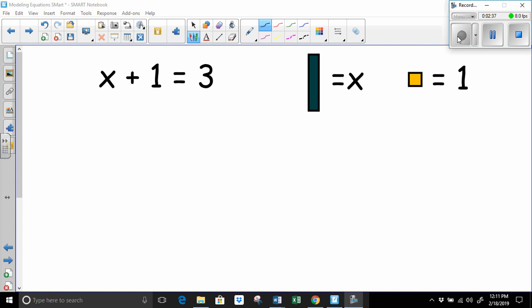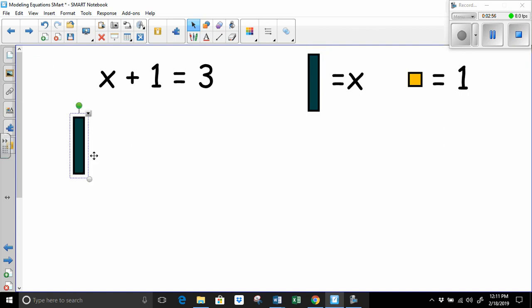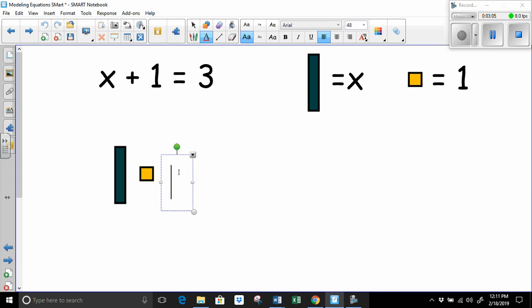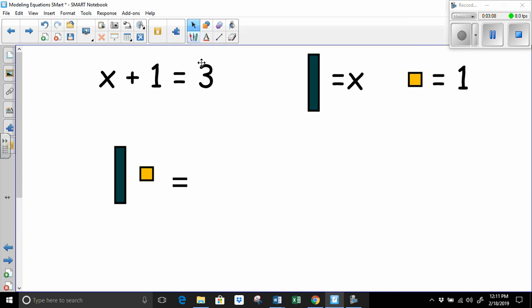Okay, let's take a look at the next problem. We have x plus 1 equals 3. So again, our key: x is equal to a long bar, and 1 single unit is equal to a single square. So I'm going to model this equation. We have 1 single x here, so I need 1 single bar, plus 1 single unit. So that would be one of these squares. And that is going to be equal to, let me put my equal sign there, 3 single units. So I'm going to need 3 of these.